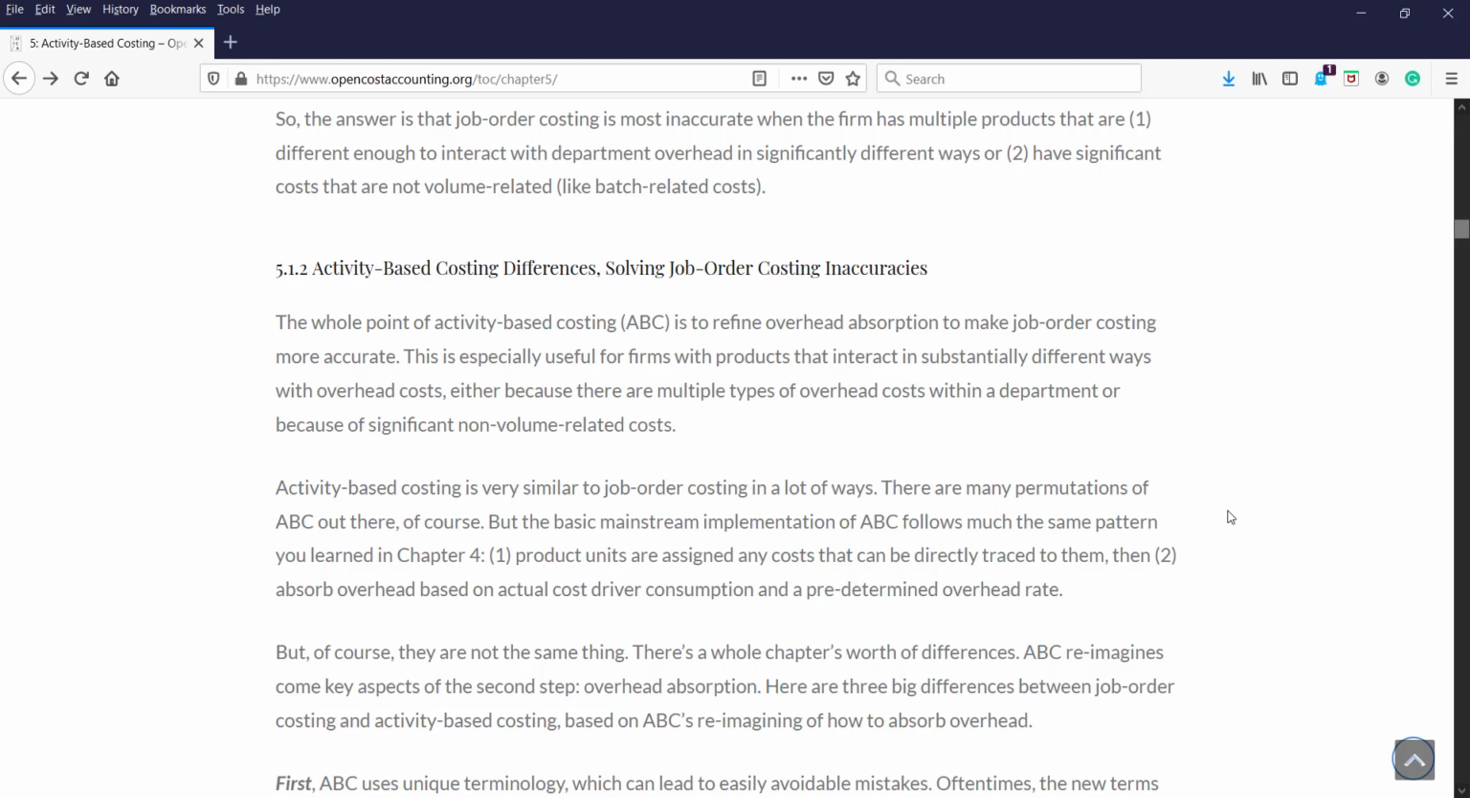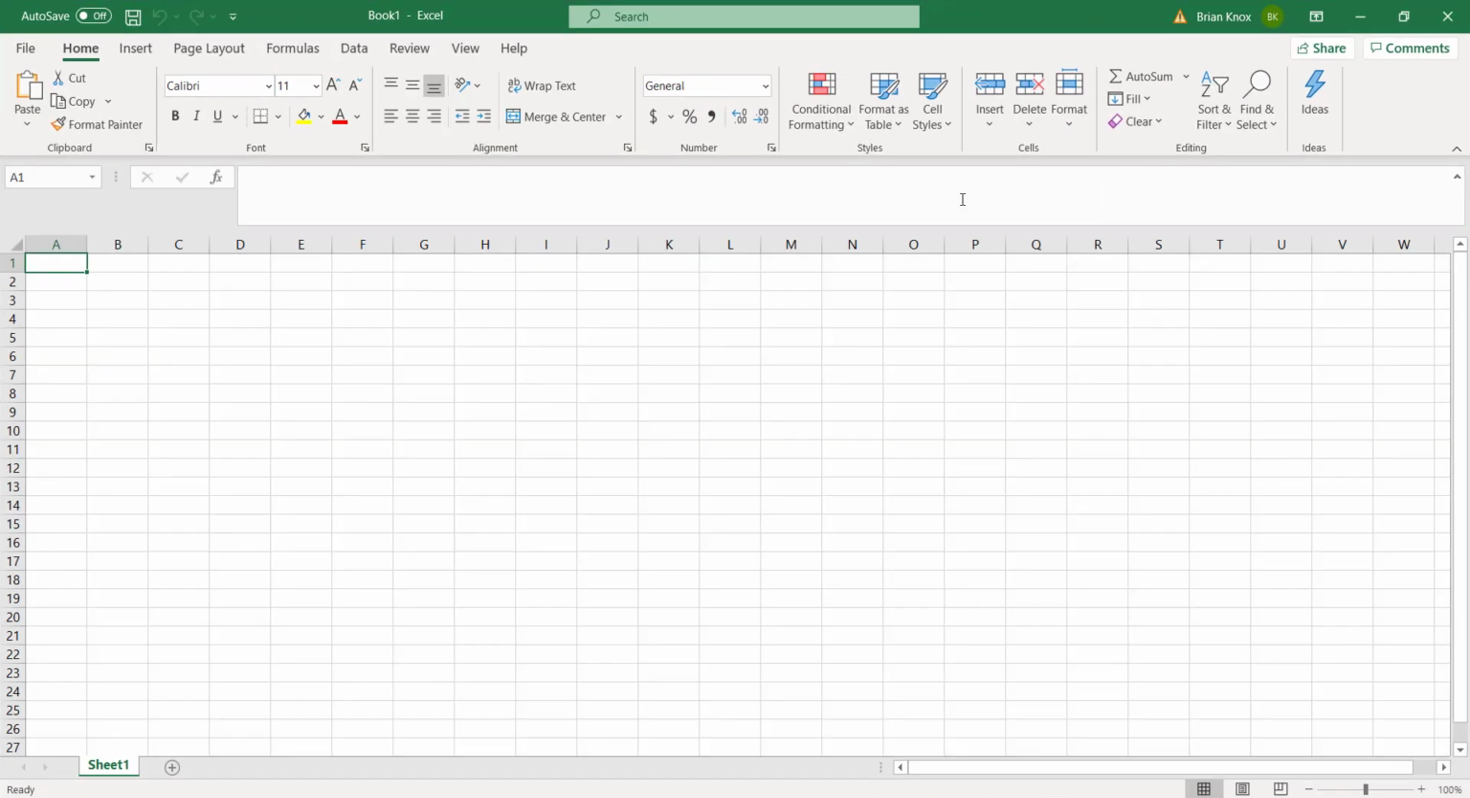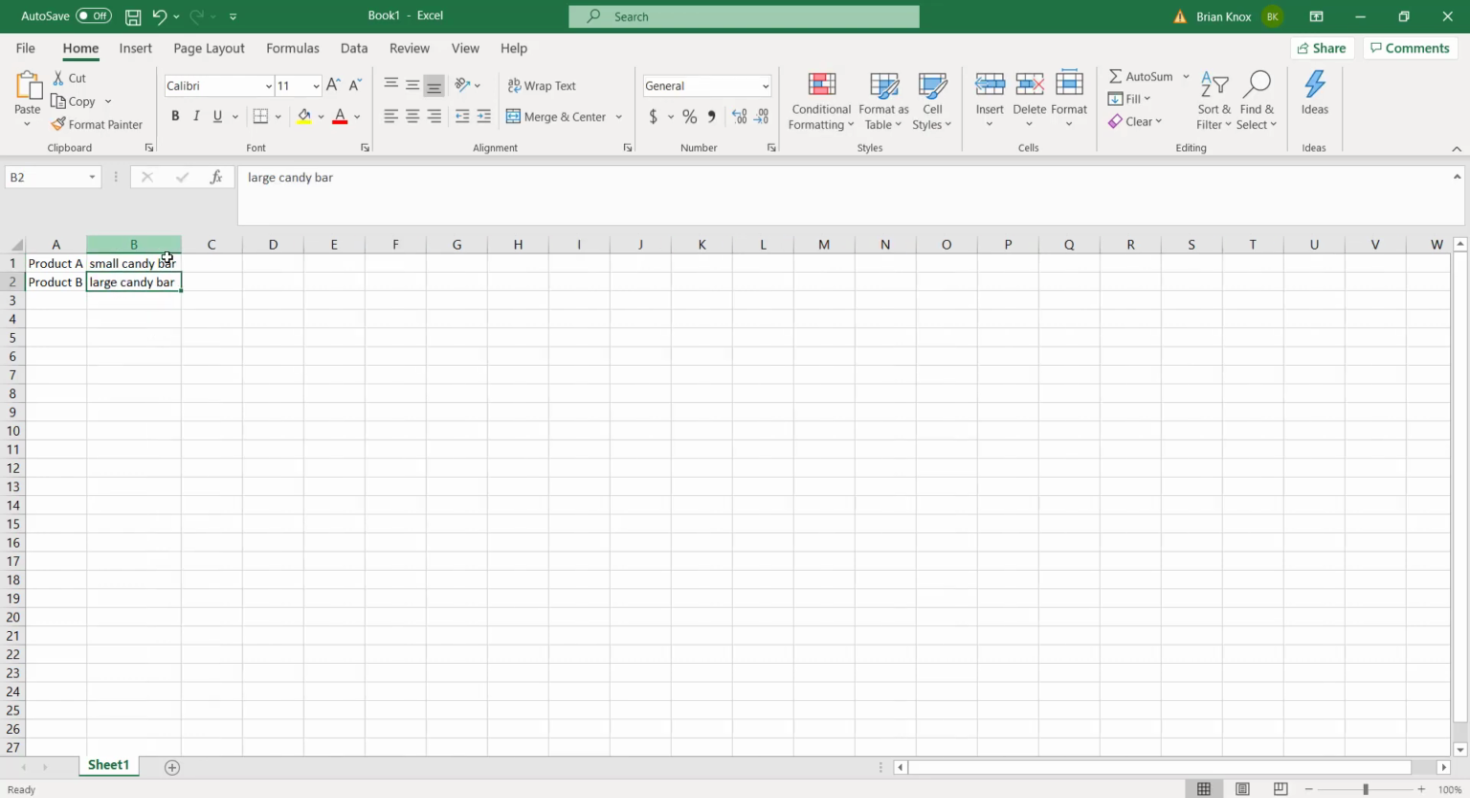into activity-based costing. So let's break this down a little bit and say we have two products. We have product A and we have product B. Now, product A is a small, let's think it's a candy bar. We have small candy bars, and product B is a large candy bar. So these two candy bars we produce, product A tends to be high volume. We produce a whole lot of these. Product B tends to be low volume.